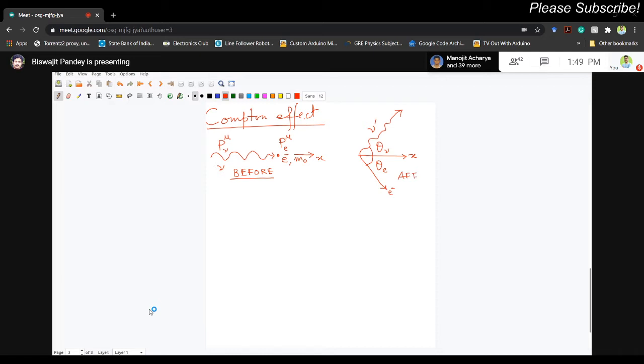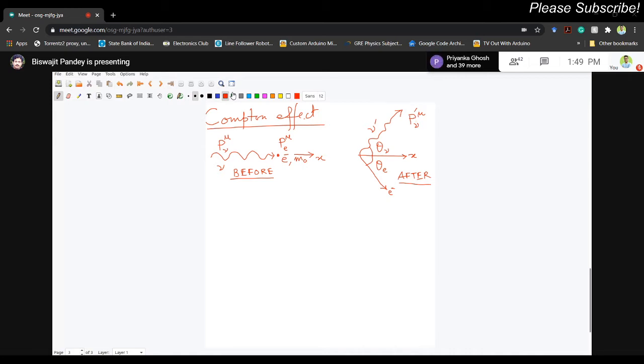So what we are going to apply is basically the four momentum conservation, which is pretty straightforward, right? We have the four momentum of the photon and the electron before the collision. Let us label the four momentum of the photon after the collision as p mu prime. I'm writing a prime, not a new symbol, because that would be confusing.